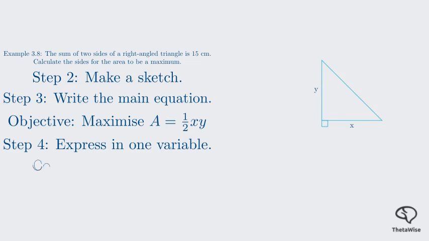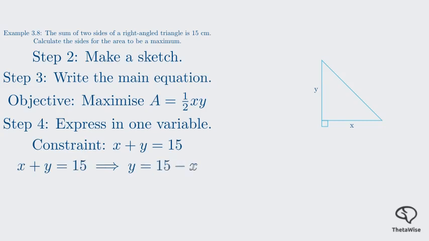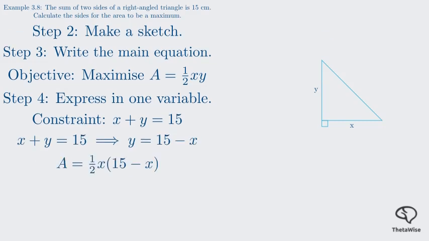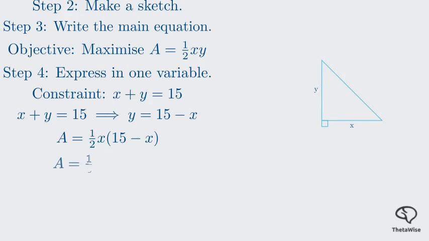For step 4, we need to reduce the variables. The problem tells us the sum of the two sides is 15. So, our constraint is x plus y equals 15. We can solve this for y, which gives y equals 15 minus x. Now we substitute this into our area formula. Expanding this, we get A equals 1/2 times (15x minus x squared). We have a function for area in terms of a single variable, x.